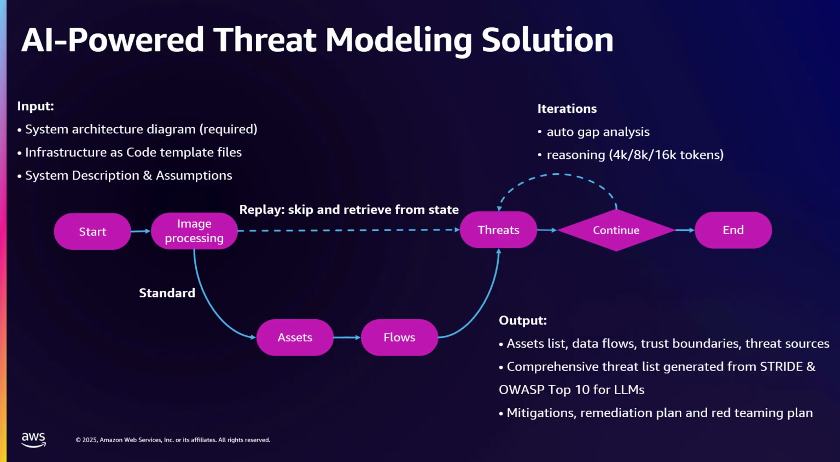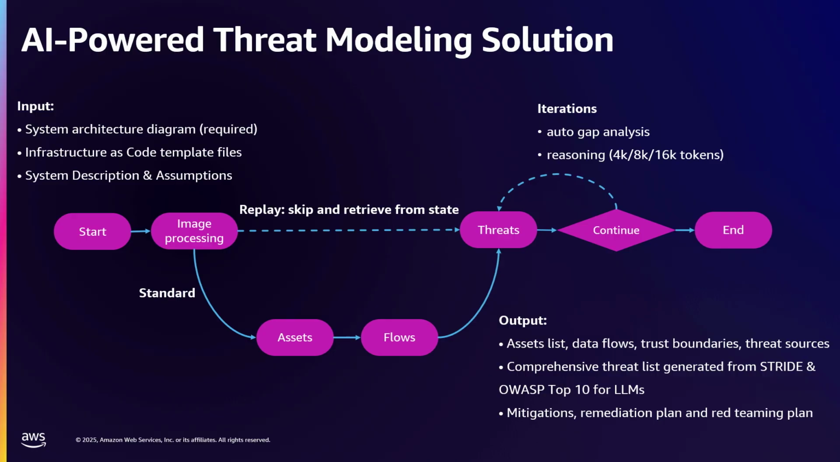This workflow is built with the LangGraph framework and contains 5 nodes. The first one is the image processing node. In the image processing node, the agent will analyze the diagram you uploaded and extract the key information using AI vision capability. When we come to the assets node, this node lets you know what you have in your system. Then we come to the flow node.